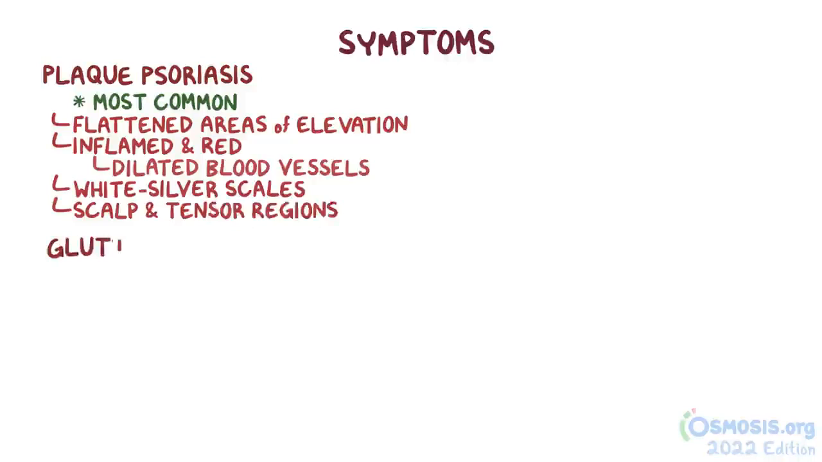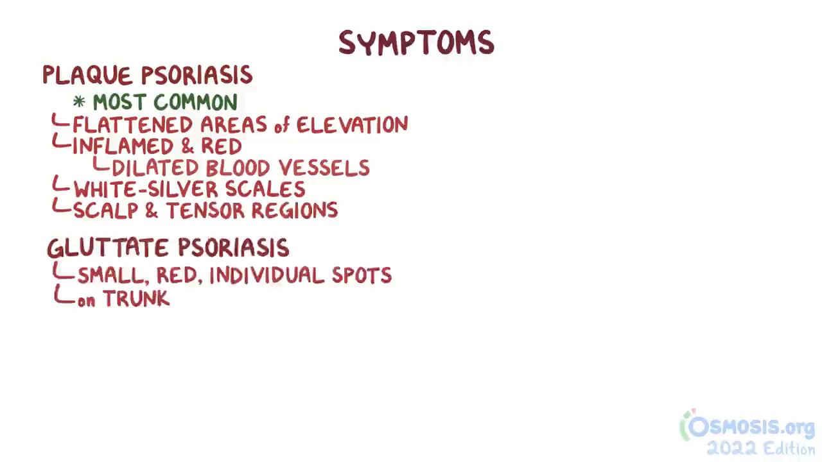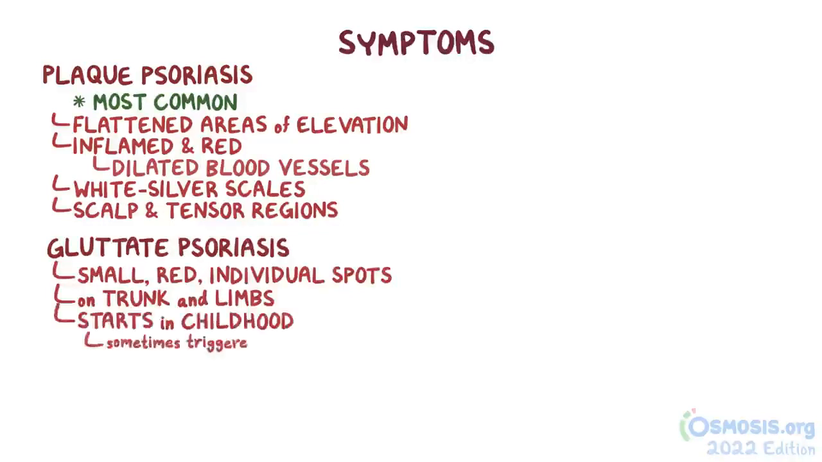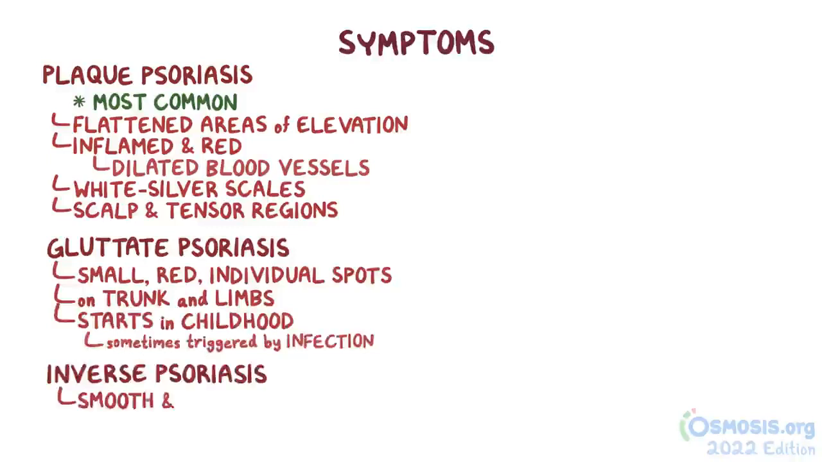knees. Guttate psoriasis appears as small, red, individual spots on the trunk and limbs. This subset usually starts in childhood and is sometimes triggered by an infection, like strep throat. Inverse psoriasis appears as smooth and shiny red lesions that lack scales and typically form within skin folds, like in the genital region, underarms, or under the breasts.